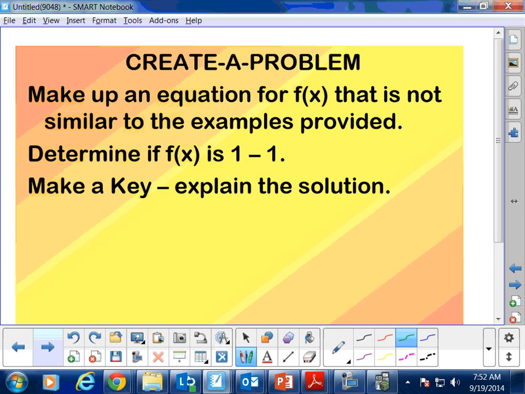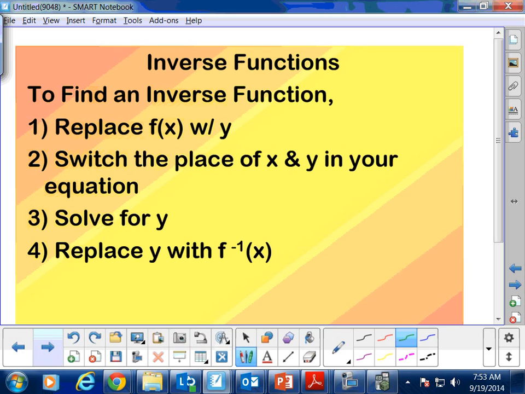Everybody should have something different, so what I would suggest is go ahead and try this and then after see what you come up with. Now, you have to make the determination for all three. Okay, great. Now let's go ahead and move forward. Let's go into inverses of functions.